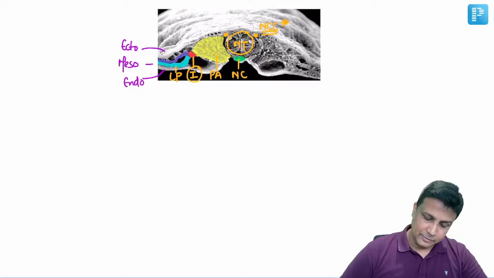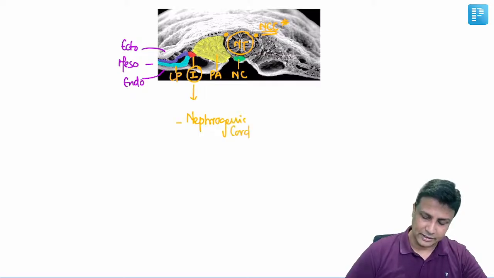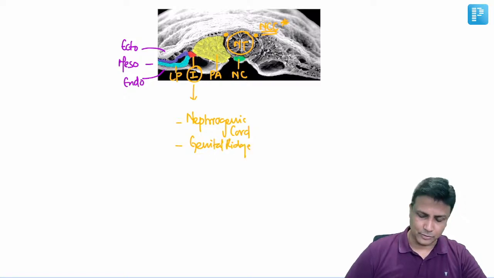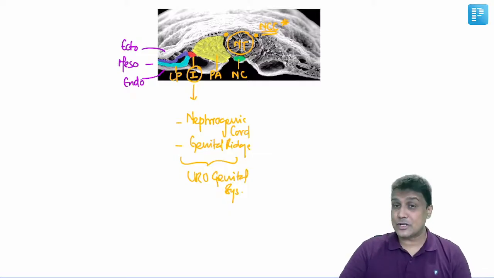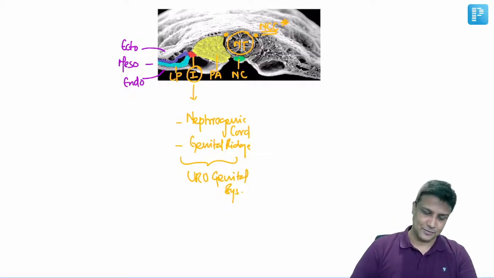Now, out of this, remember, the intermediate mesoderm is the one which is going to form the nephrogenic cord. From the name itself, you're able to understand it is going to form the kidney. And another one, it is also going to form the genital ridge. And the genital ridge is the one which is going to form gonads. So in short, we can say nephro, uro, genital, so urogenital system. Intermediate mesoderm is the one which is going to form your urogenital system, sir.